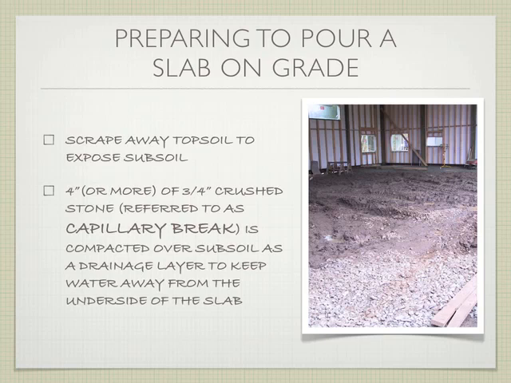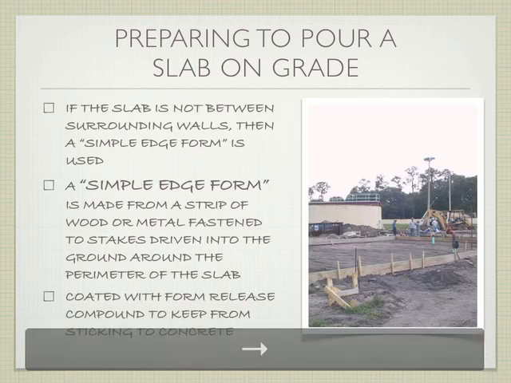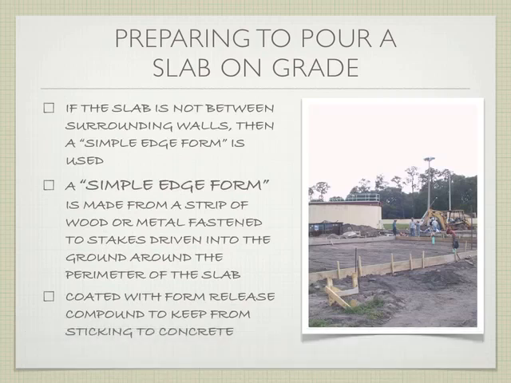So you need 4 inches or more of 3/4 inch crushed stone as a capillary break, compacted over your existing soil. And that's basically a drainage layer that's going to get the water away from your slab, not let it come up through your slab. And so if we were to drill through this slab, we would find that below us, okay?